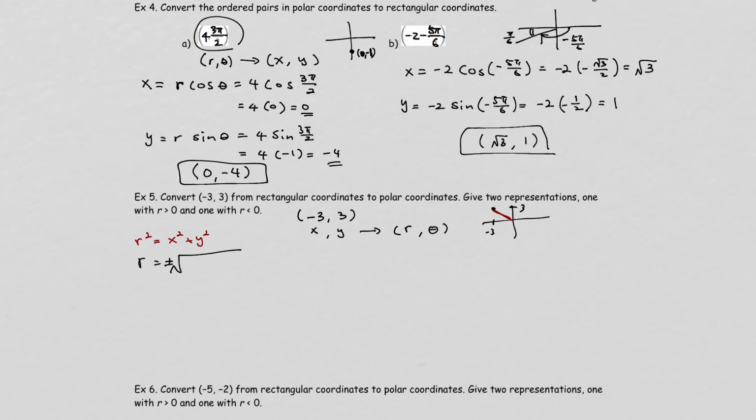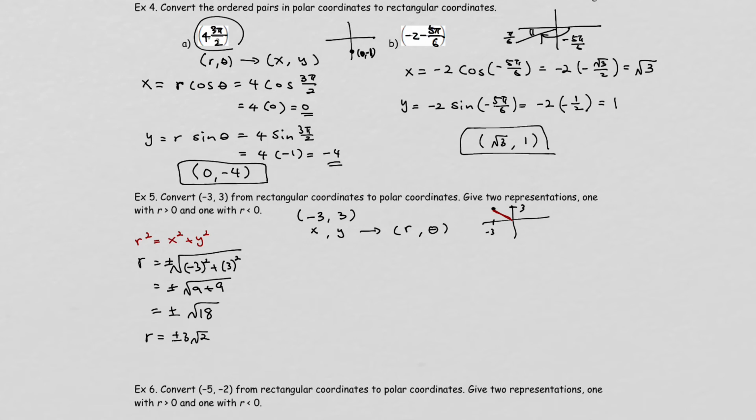So then it's going to give you x is negative 3, y is 3, which you get plus or minus the square root of 9 plus 9, which is plus or minus the square root of 18. So your r, you need to put it in simplest form, so it will be plus or minus 3 square root of 2, right? That's what the square root of 18 is equal to.